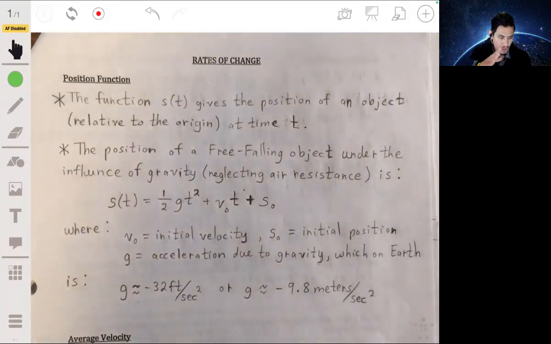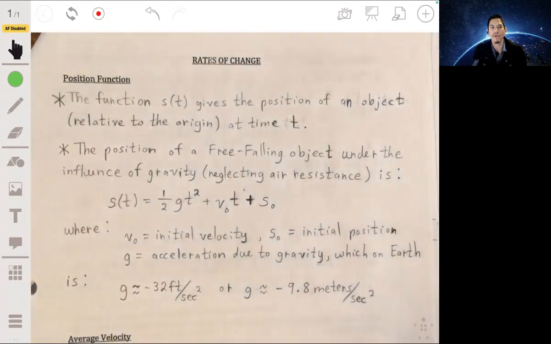Okay, so now we're going to go into how we can use derivatives to help us with real life applications. And we're going to start with understanding how it relates to what's called kinematics, which is basically the area of physics that involves motion. So like position, speed, velocity, acceleration.